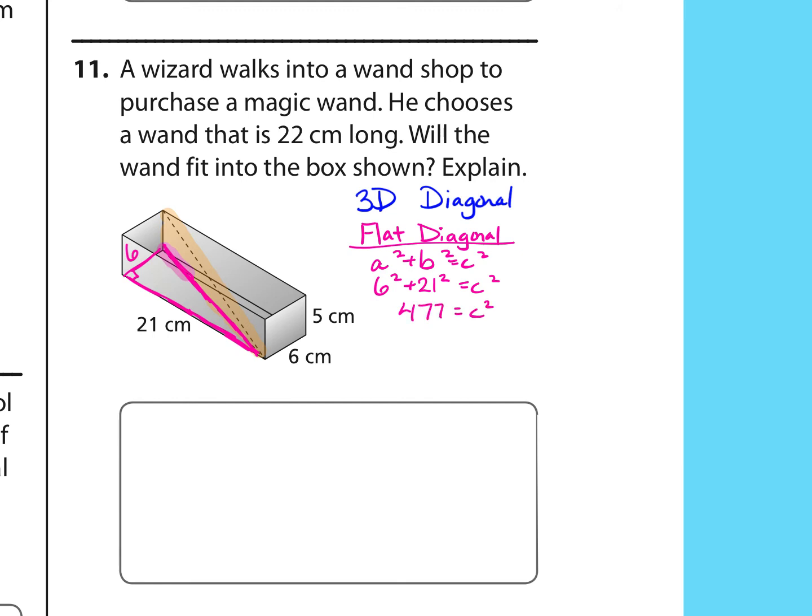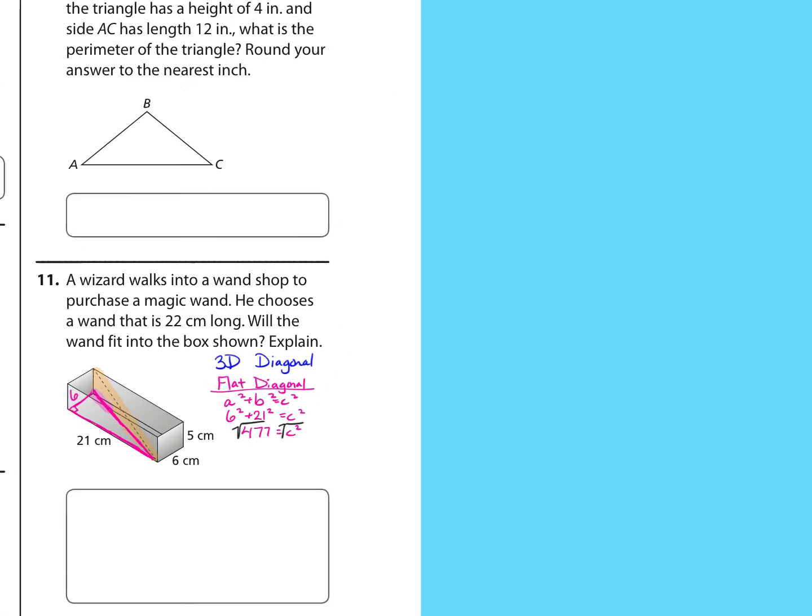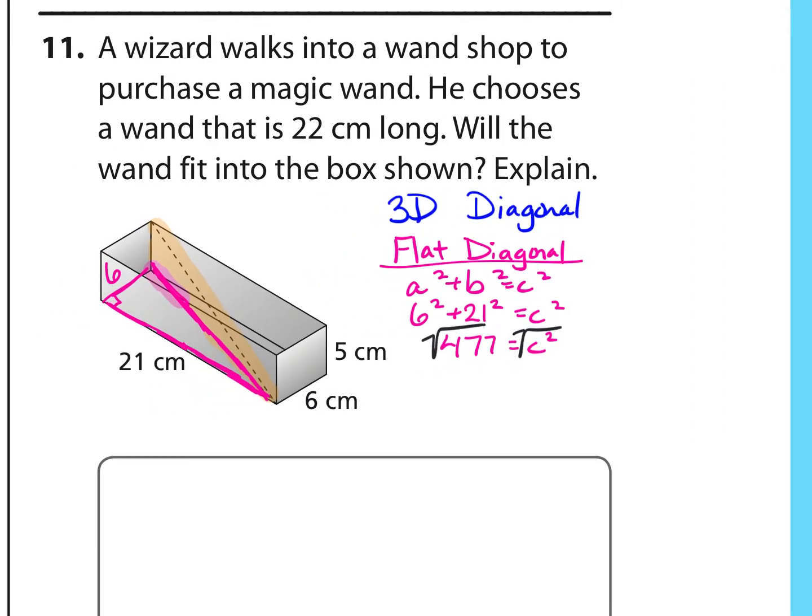And so when we take the square root of both sides, we get that c is about the square root of 477. We could get a decimal value there, but it's not going to be exact, and we're going to need this value again, so we're just going to leave it alone and use that square root of 477 in the calculations.